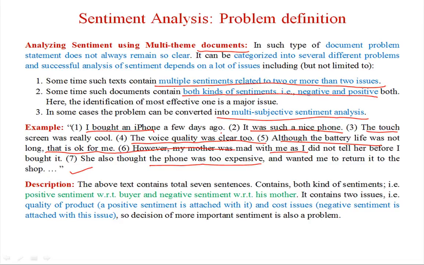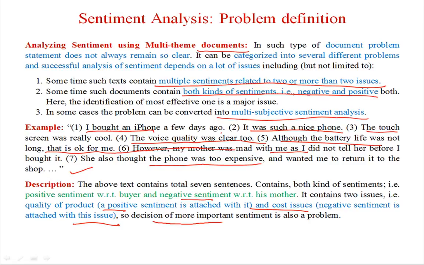Thus, the text contains a total of 7 sentences, containing both kinds of sentiments: positive with respect to the buyer, and negative sentiment with respect to cost, as told by his mother. It contains 2 issues: quality of the product, with positive sentiment attached to it, and cost, with negative sentiment attached to the issue.